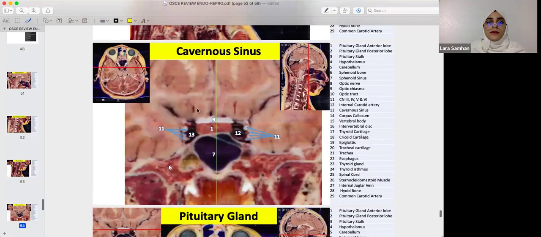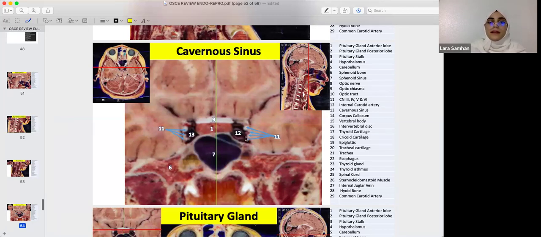So moving on to here, we have the cavernous sinus. As you can see in here, number 1 is basically the pituitary gland, and number 9 is basically the optic chiasm. As we said, the optic chiasm is always in front of the pituitary gland. Number 11, the many branches, are basically the cranial nerve branches. Some of them are available all the way in here: number 3, 4, 5, and number 6.